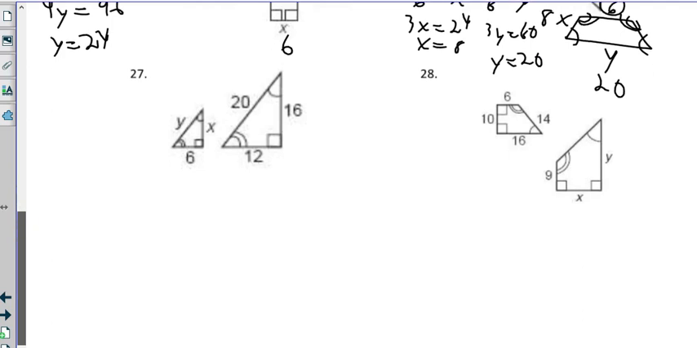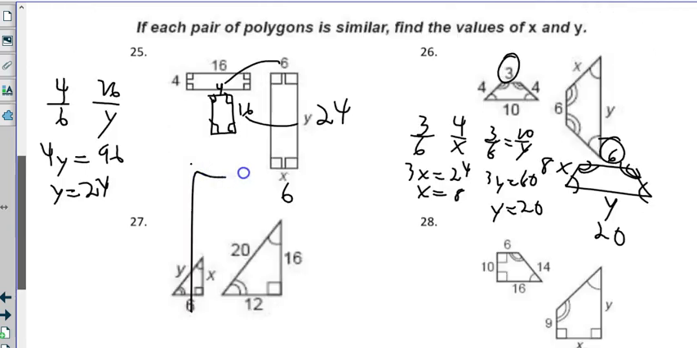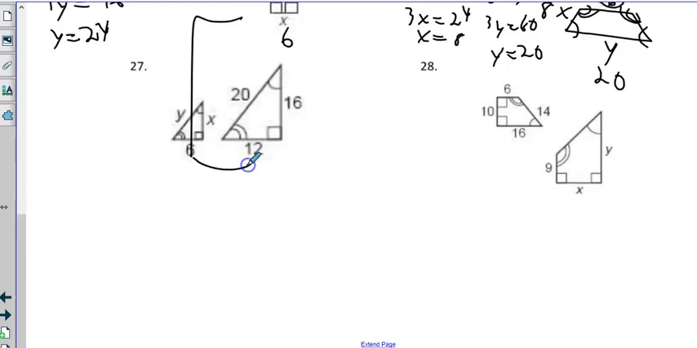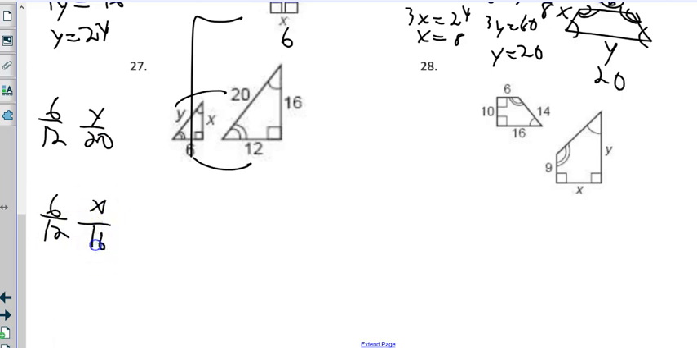Okay. All the angles match up. Here's my magic ratio right here. Again, if I didn't know what was going on, if it wasn't obviously times 2, I would just say 6 and 12, and y and 20. Then cross multiply and divide. And same thing, I would do 6 and 12. X is on the small one, 16 is on the big one. I would cross multiply and divide. But since the small one is half the big one, 6 times 2 is 12. 12 divided by 2 is 6. Then x is 8, and y is 10.